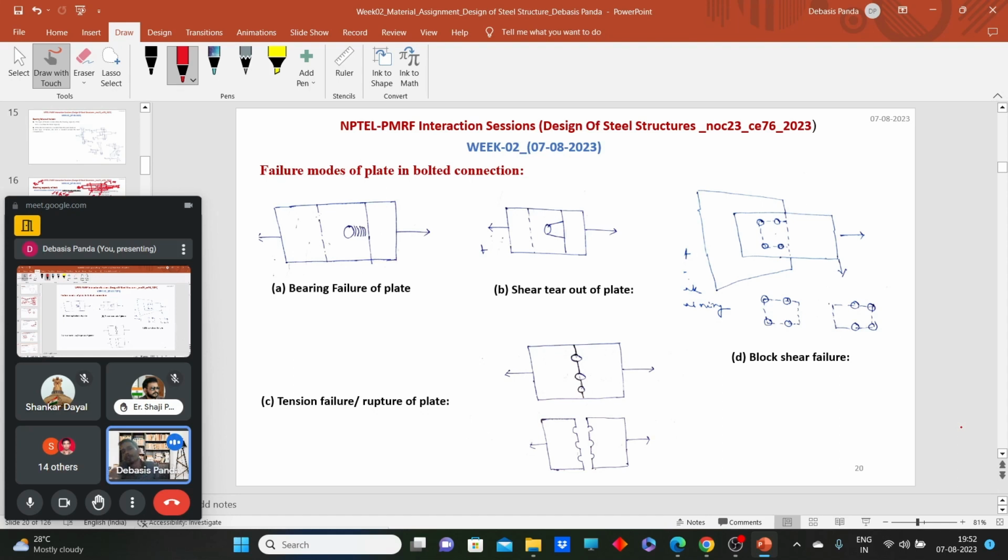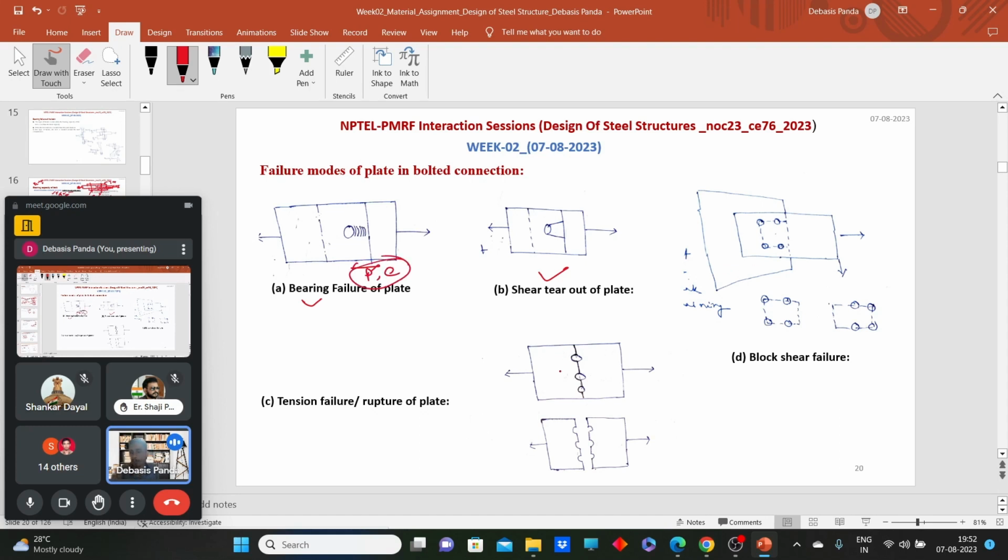Here, the mode of failure of the plate I have already discussed. The bearing failure of the plate can occur, for that you have to visit the previous session, and the shear tear out. Now these two failures we can avoid. How can we avoid this? By providing adequate pitch and end distances.